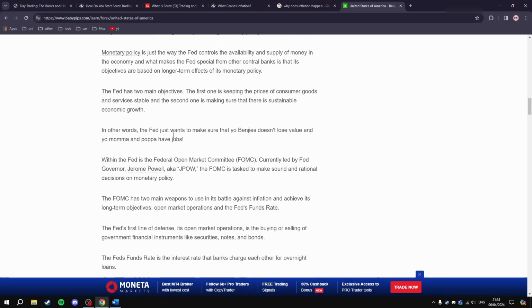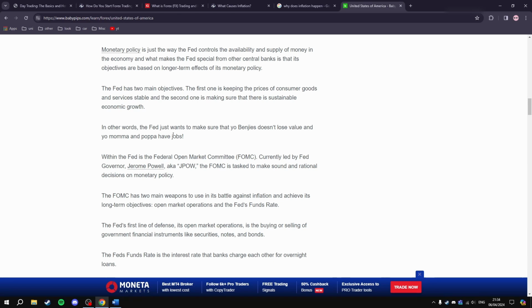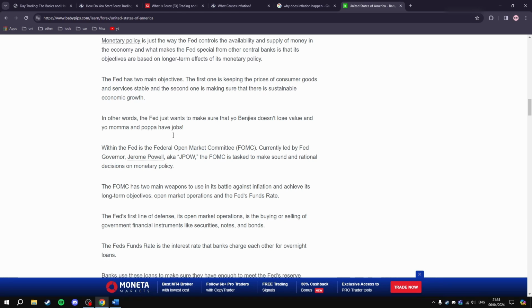Monetary policy is just the way the Fed controls the availability and supply of money in the economy, and what makes the Fed special from other central banks is that its objectives are based on longer-term effects of its monetary policy.